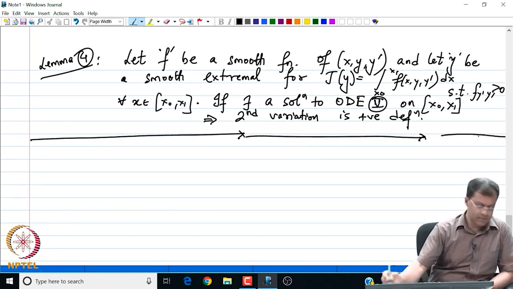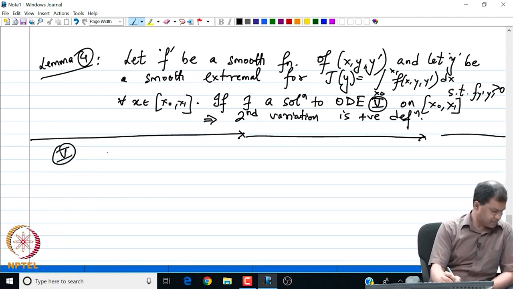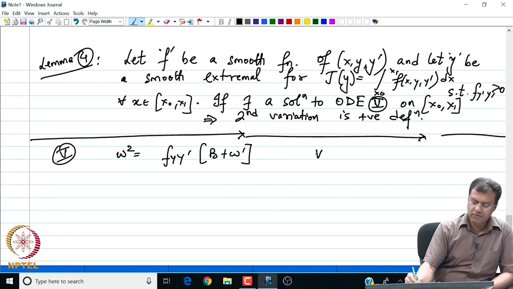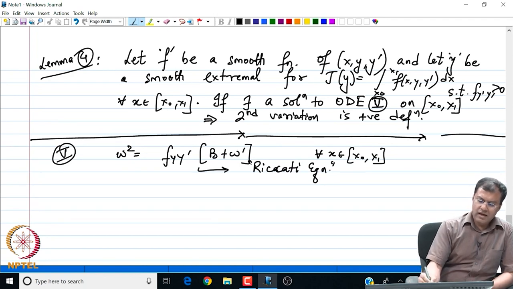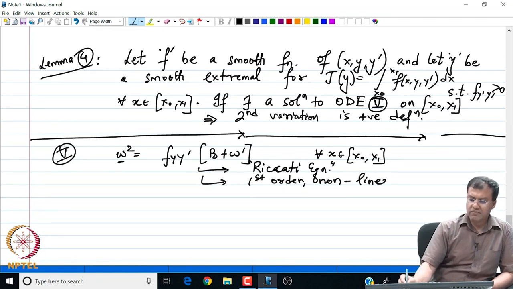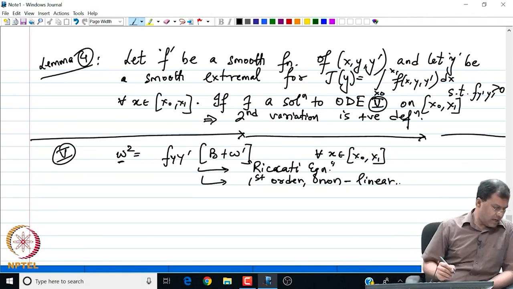So what is the ODE again? Let me write it down. The ODE 5 is omega squared equals f_y'y' plus omega prime, for all x in the interval x0 to x1. Notice that this ODE is in the form of the famous Riccati equation. It is also a first order non-linear ODE because of the omega squared term. So the first step is to change it into a linear ODE in order to find the solution.